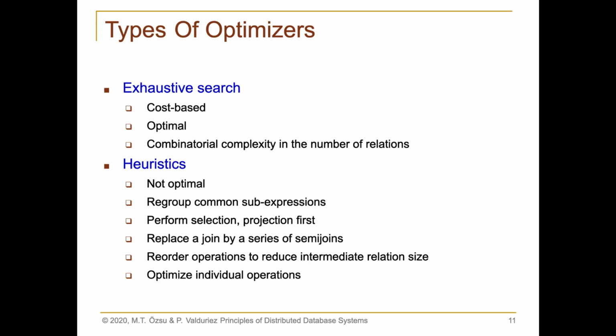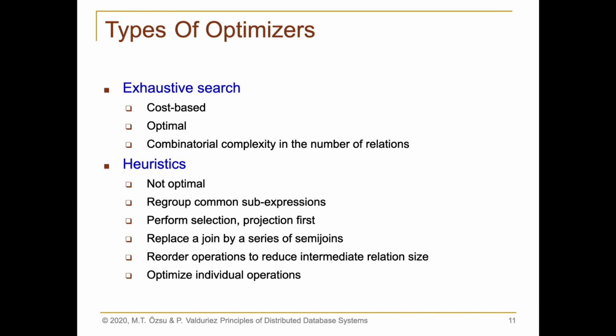There are two types of query optimizers. The first one is based on exhaustive search, and the second one is heuristic. The exhaustive search based techniques are cost-based techniques, and they are optimal, but their complexity is combinatorial. That means they are mainly intended to get the optimal result by exhaustively traversing a set of solution spaces. But heuristic approaches are not optimal.